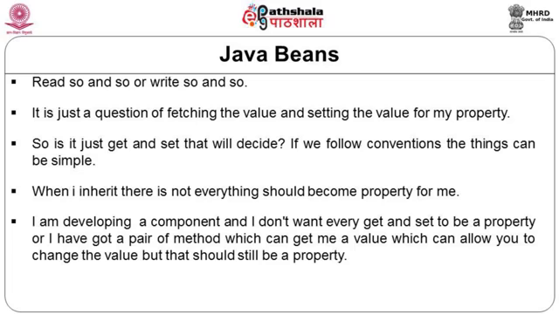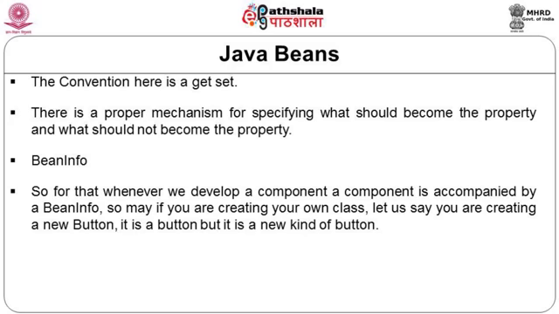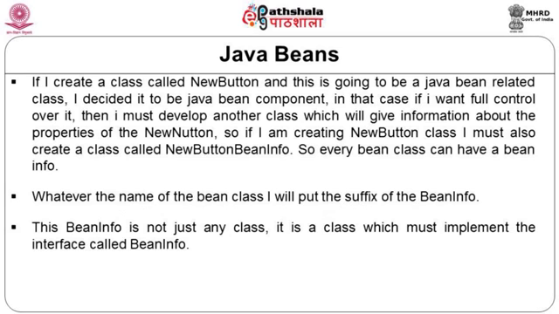Okay. Yes, there is actually a proper mechanism for specifying what becomes your property and what should not become a property. For that, whenever we develop a component, it is accompanied by a bean info. So, if you are creating your own new component class, maybe you might create a class called new button. It is a button which I am creating, but it is a new kind of button. Maybe I do not want to use the button which is ready-made for me. So, if I create a new button, how do I go about it? Here I create a class called new button, and this is going to be a Java bean class, a Java bean component.